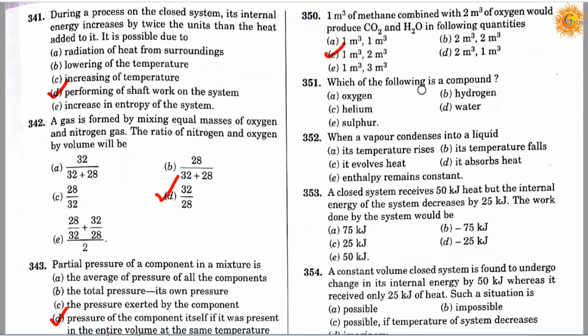Question number 351. Which of the following is a compound? Option A is oxygen, option B is hydrogen, option C is helium, option D is water, and option E is sulfur. So the correct answer is D, water is a compound.